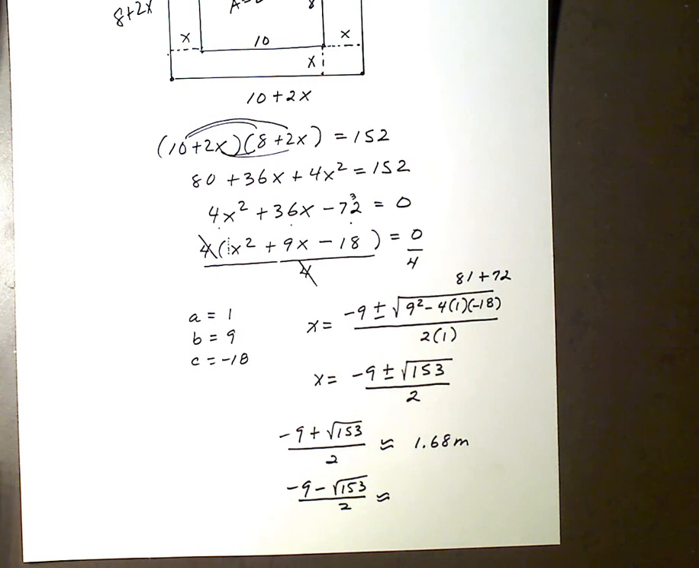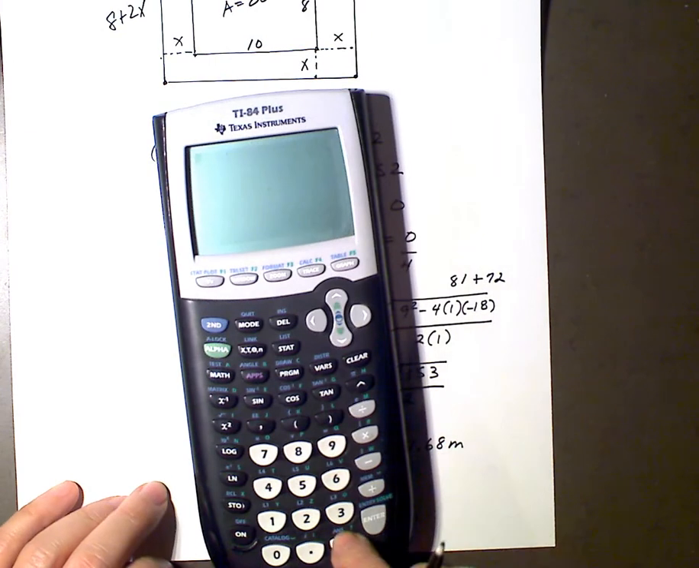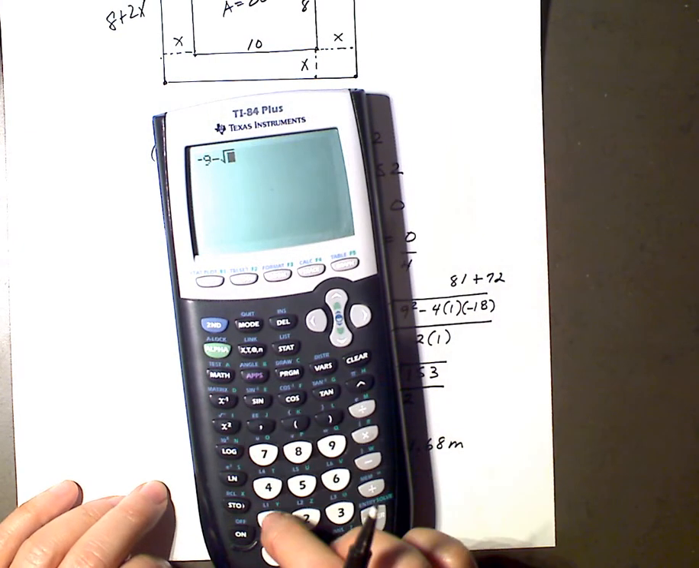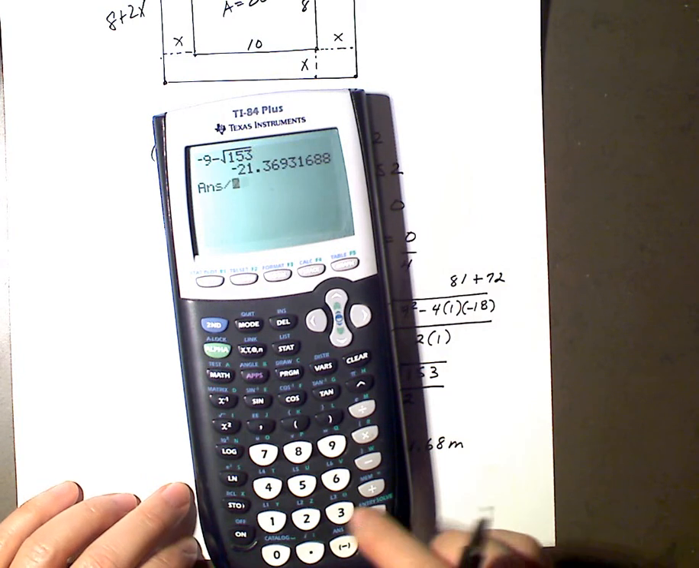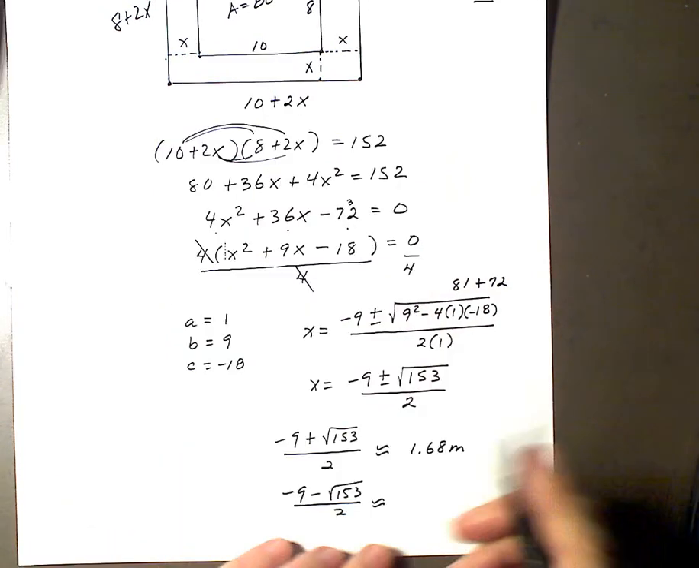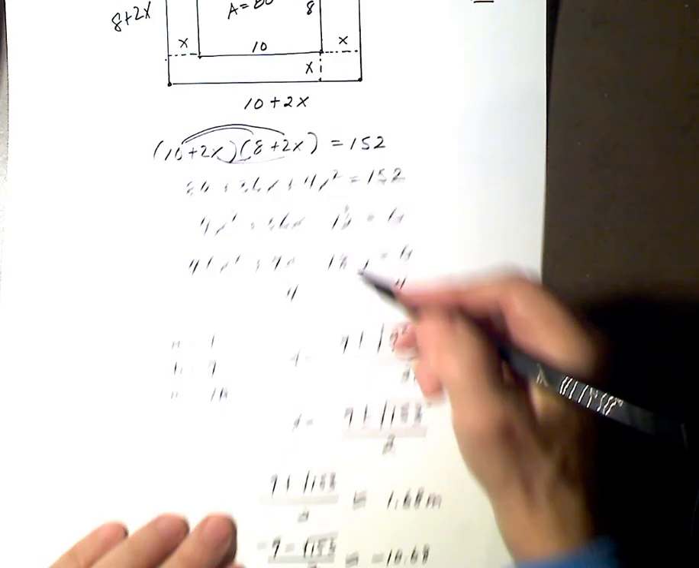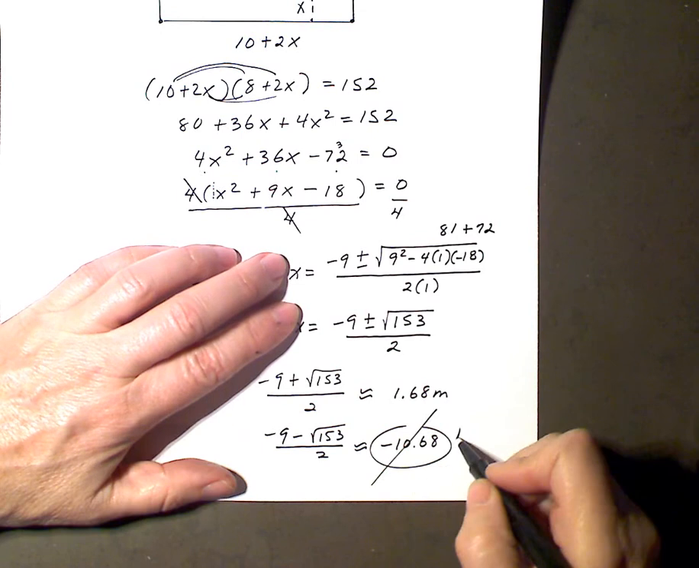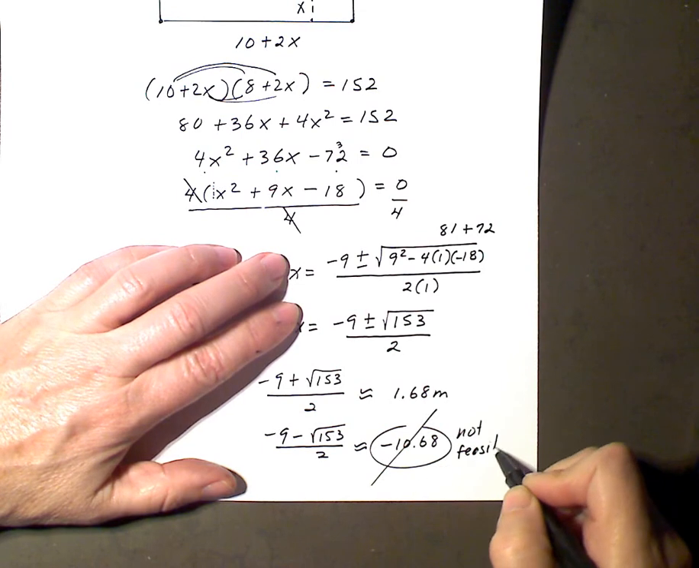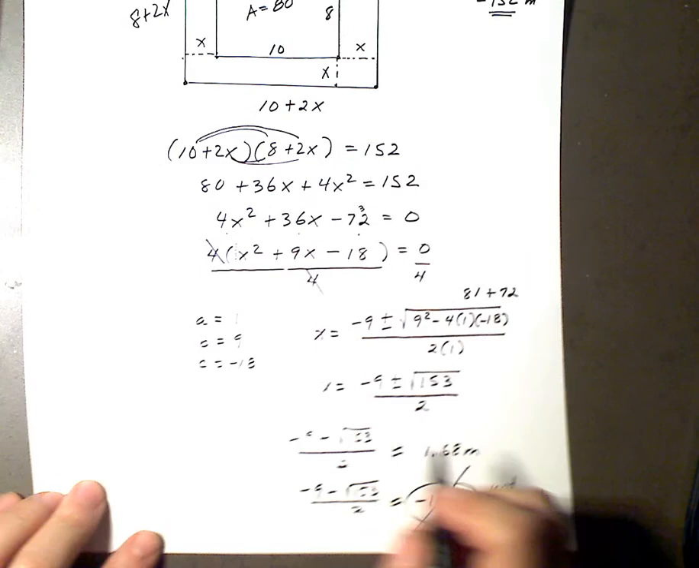Let's see, somewhere else I have written down the negative value that I get on this. Well, anyway, your other solution, well, let's just do it now. Negative 9 minus the square root of 153, enter, divided by 2, is going to be a negative, right? Negative 10.68. And obviously, the width of this deck can't be a negative. So this one gets rejected. It's not feasible. It's not in the feasible domain. Not possible. And so the width of the deck is 1.68 meters.